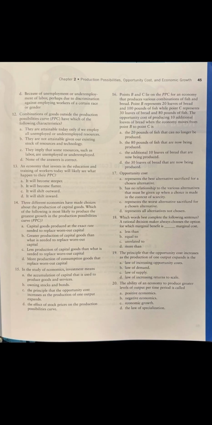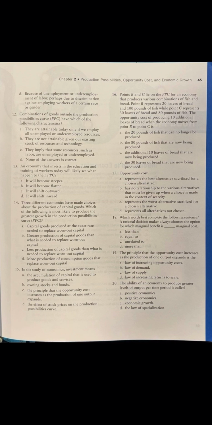16. Points B and C lie on the PPC for an economy that produces various combinations of fish and bread. Point B represents 20 loaves of bread and 100 pounds of fish, while point C represents 30 loaves of bread and 80 pounds of fish. The opportunity cost of producing 10 additional loaves of bread when the economy moves from point B to point C is A. The 20 pounds of fish that can no longer be produced. B. The 80 pounds of fish that are now being produced. C. The additional 10 loaves that are now being produced. D. The 30 loaves that are now being produced.